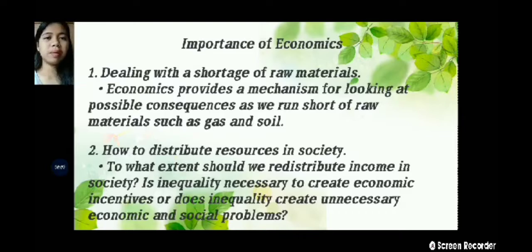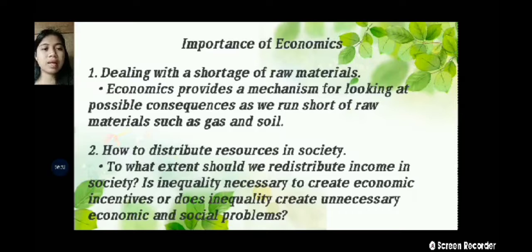Importance of economics. Dealing with a shortage of raw materials, economics provides a mechanism for looking at possible consequences as we run short of raw materials such as gas and fuel. It refers to the volume of raw materials that can technically and economically be expected to be mined. How to distribute resources in society.